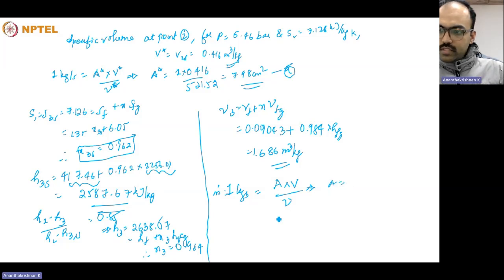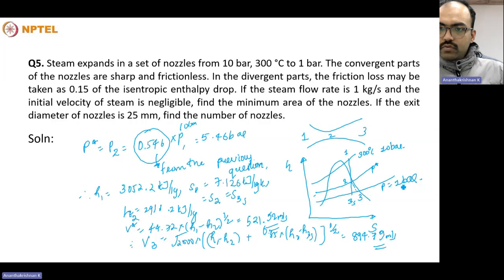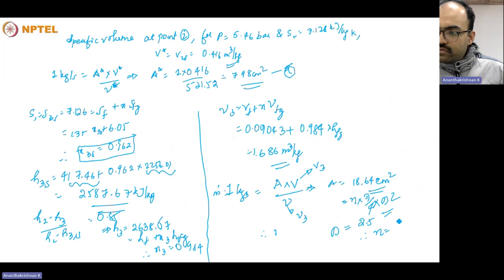Therefore, we know the specific volume, nu at point 3, and V is equal to V3, we'll get A equal to 18.64 centimeter squared. Therefore, this is the area at the exit of the nozzle. So this will be equal to n into pi by 4 into diameter squared. Diameter is given as 2.5 centimeters, 25 mm. So therefore, we can write the number of nozzles n is equal to 3.794, approximately equal to 4.